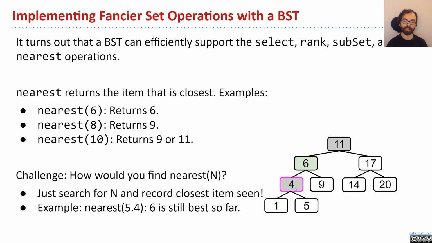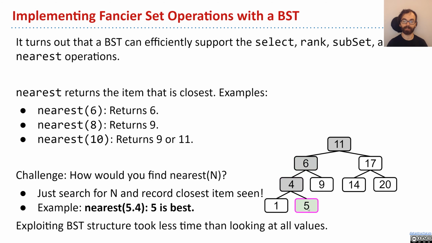At this point, I look at the 4 and I say, oh, well, 5.4 is actually farther away from this current node 4, so 6 is still my best. I'm leaving it here green. 6 is still the best. And then lastly, I need to keep looking for something closer, so I go to the right. It turns out 5 is a little bit closer. So what I got here is that by exploiting my binary search tree structure, it took less time than looking at all of the values.